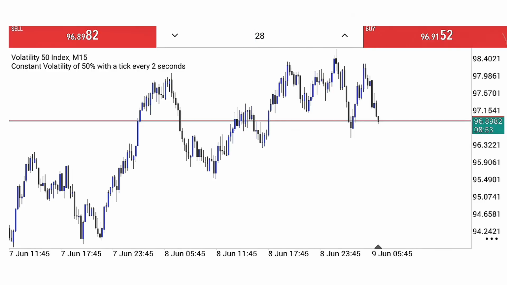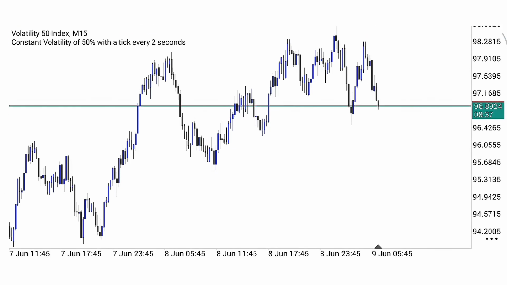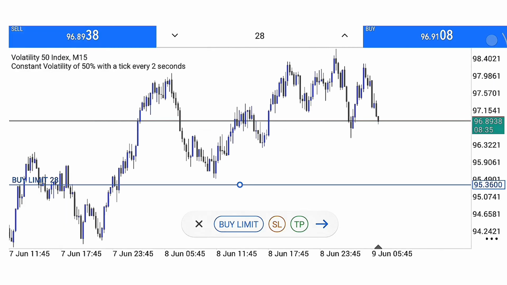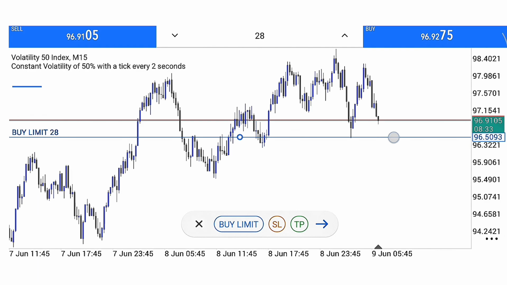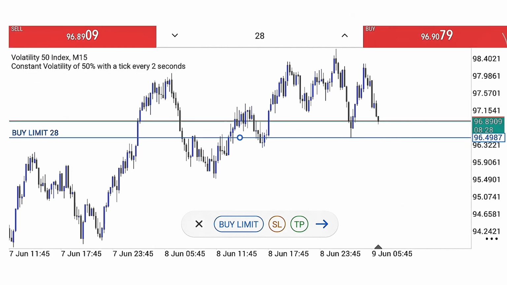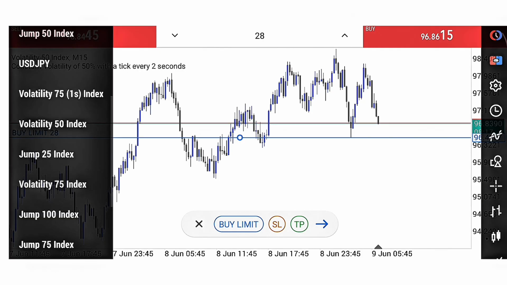Now, this one is not just on volatility 50, but it is happening on all the assets. They have changed their spread, so sometimes now, for those of you that like to trade with limit orders, you can place your limit order here and you will see the market get close to it and it will not hit your limit order. Can you imagine that? Let's say the market gets to your buy limit, but it won't hit it. Let me show you what I mean.